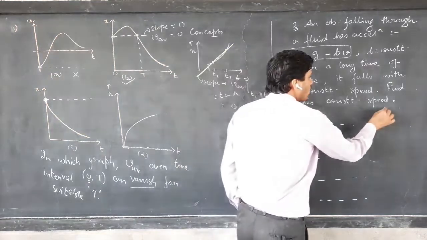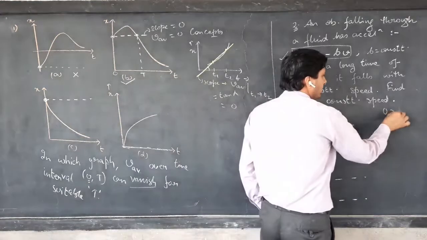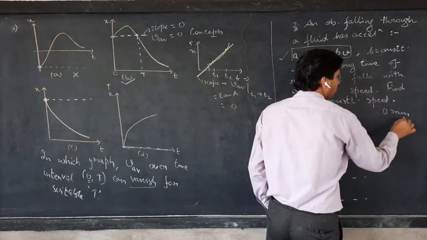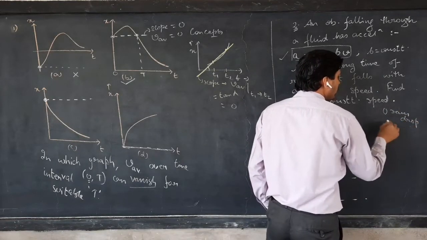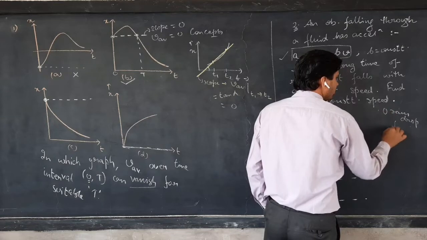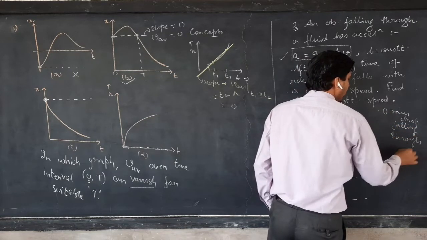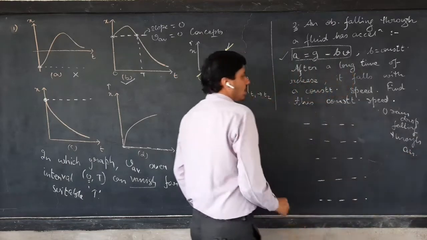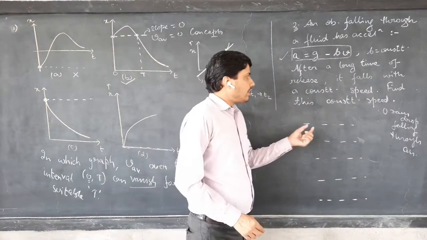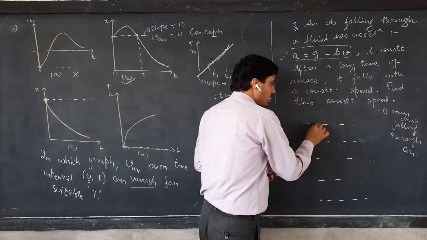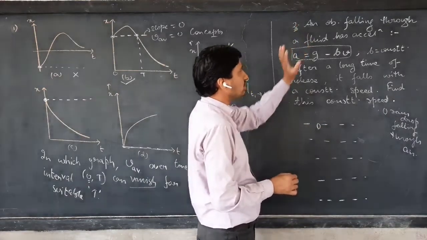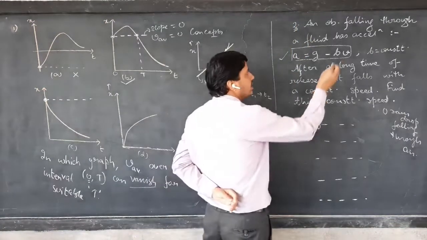For example, a raindrop, a drop of rain, falling through air. Initially, when the raindrop starts falling, or whatever body is given in the question, initially its speed will be zero.